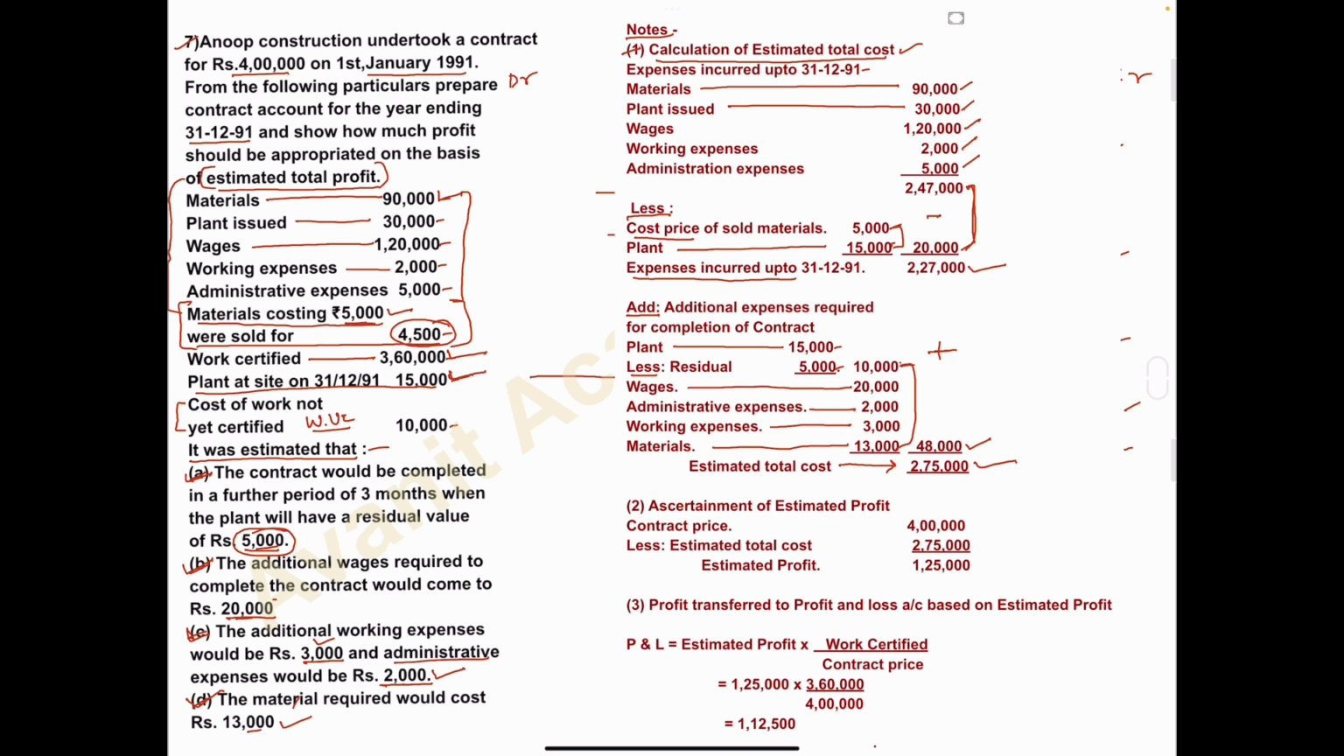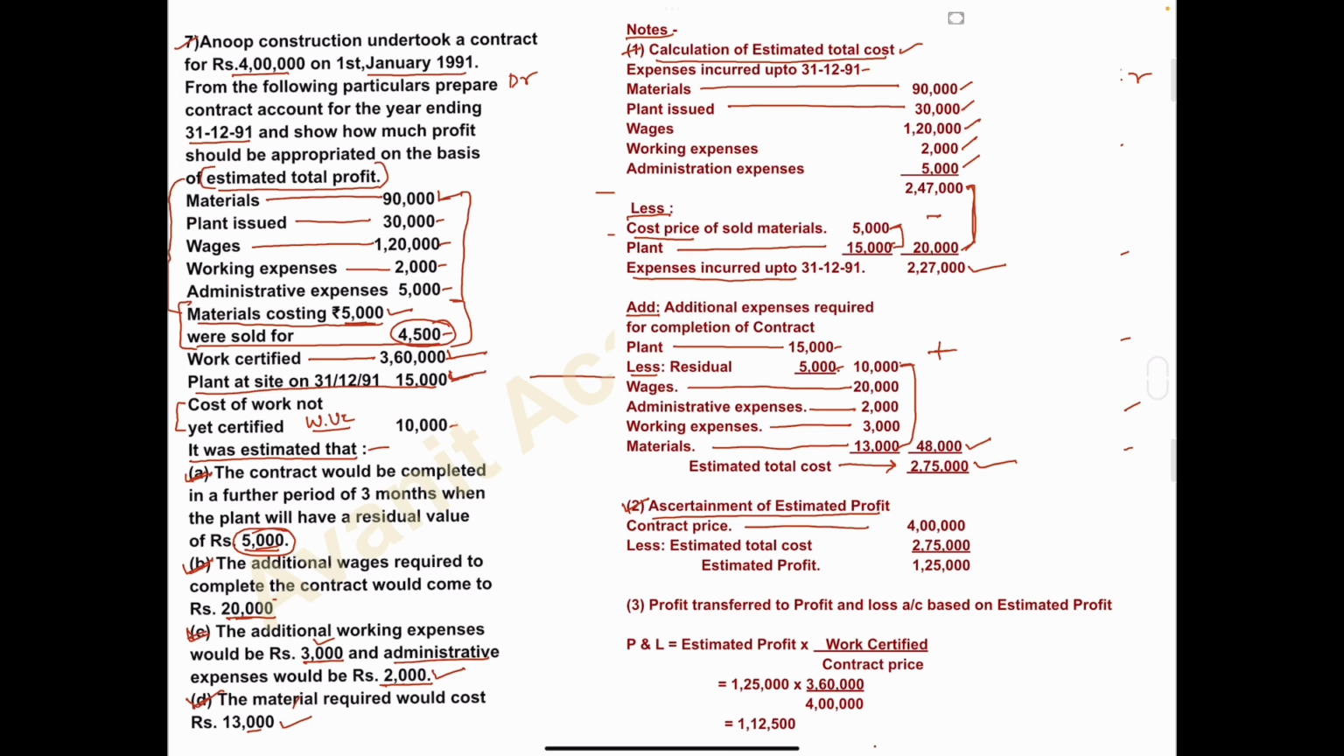So let's calculate the estimated profit. For that, note number 2, ascertainment of estimated profit. Okay, all these informations I have already given to you. Profit on incomplete contract, I have made the video. So in that I have told you what information you have to take to calculate the estimated profit. You can check on my channel. Okay, ascertainment of estimated profit. So first we have to take contract price. So the first sentence. Read the question.